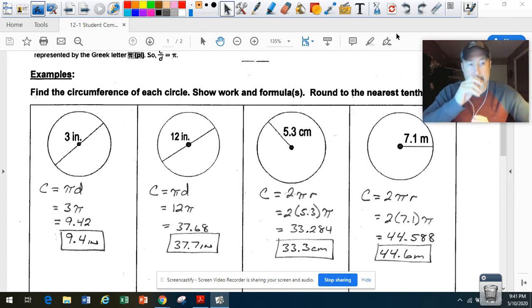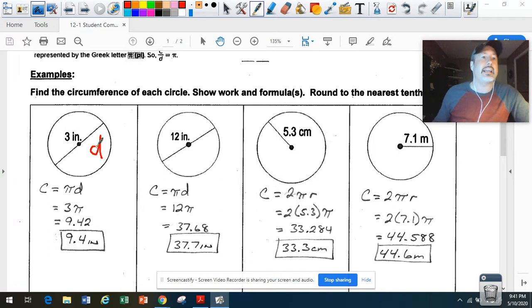Okay, so if we take a look here, this line here is a diameter. So that's our diameter there. Our diameter is 3. That means we go from this point on the edge through the center out to the other side of the edge. So circumference equals pi times diameter. C equals pi times D. C equals 3 times pi.